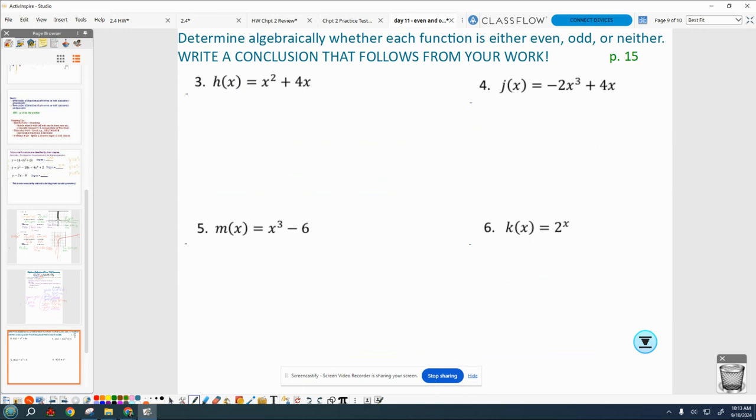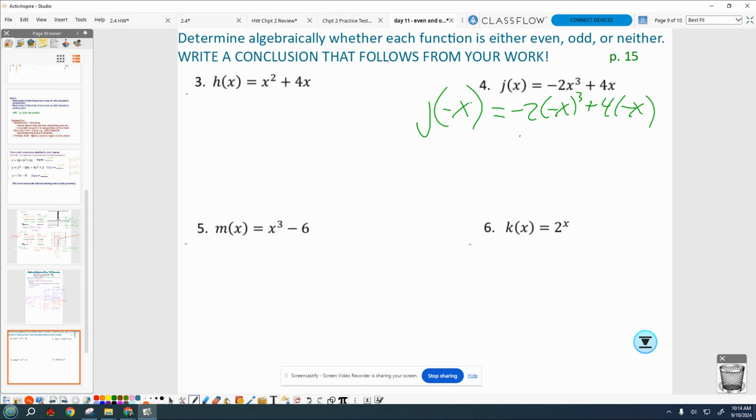So, Will, how do I start the check for number 4? Is it even, is it odd, what do I check first? You check if it's even. Okay, so the test to see if it's even is you make J of negative x. J of negative x. Okay? So Manny, doing that, -2 times negative x cubed, what is that going to be?